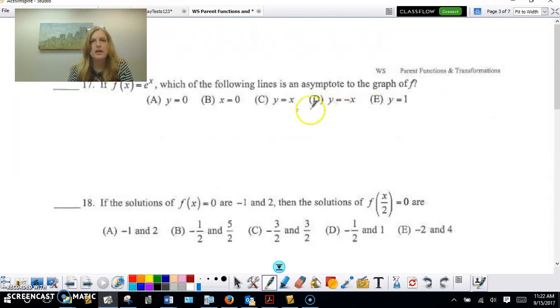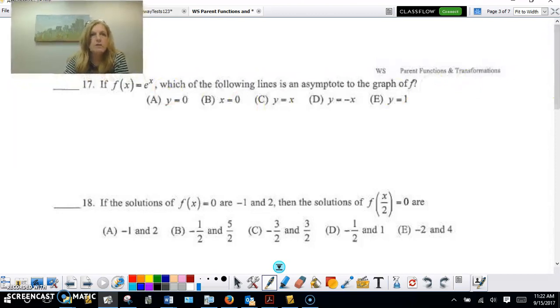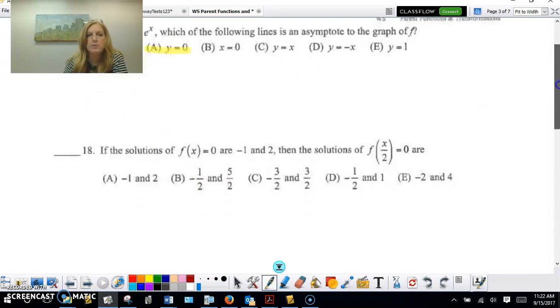All right, taking a look at 17. Now in 17 here we have our function e to the x, and we want to know which of the following lines is an asymptote to that. And remember, e to the x has a horizontal asymptote, so your horizontal asymptote would be y equal to 0. That's just knowing your parent graphs. Not much going on in that problem.